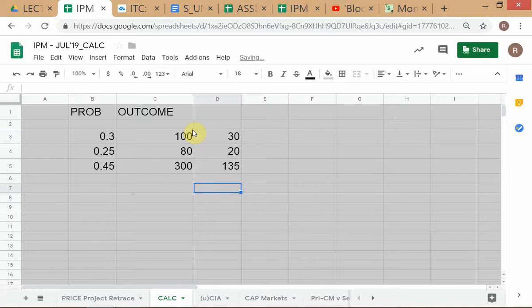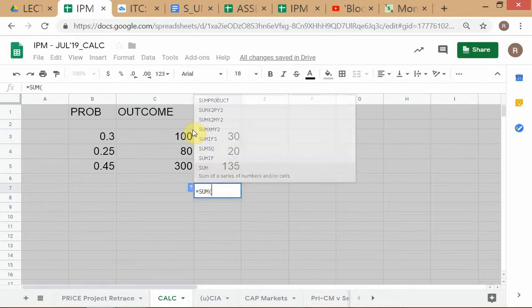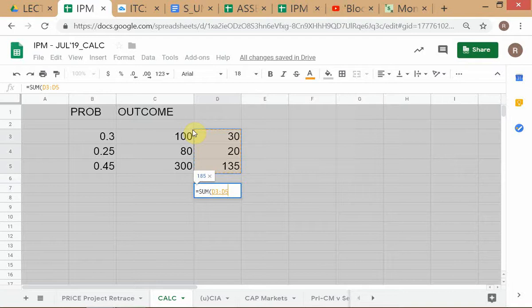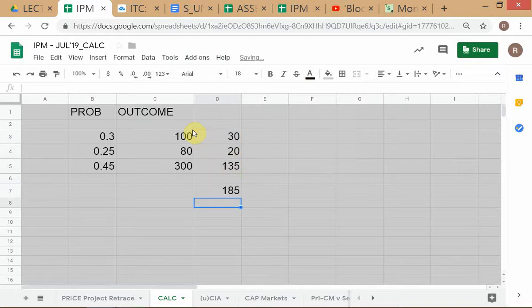Okay, so the sum of pi xi is the expected value of rainfall. Is everyone clear? Yes, sir. This is how you calculate mathematical expectation for any kind of future event which is uncertain.